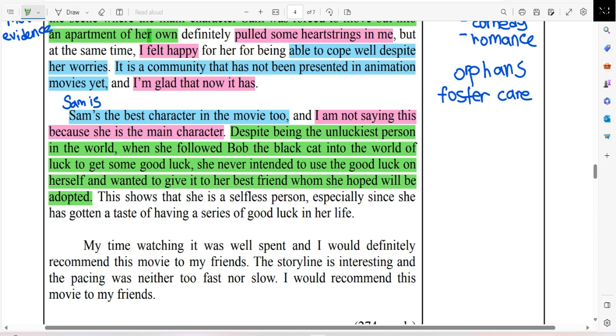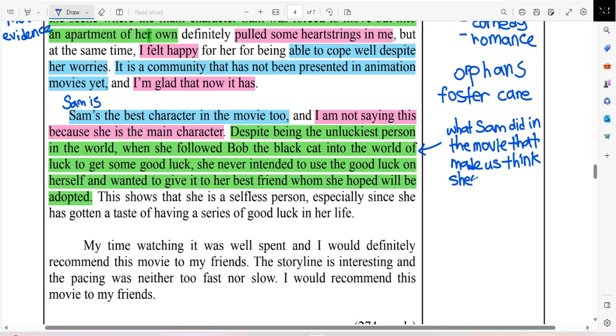But we must mention, this is necessary. This is not the summary of the movie, because we talked about what action Sam did in this movie to make us think that she's the best character. What Sam did. Okay, so we can use a word to describe her, which is her being selfless.